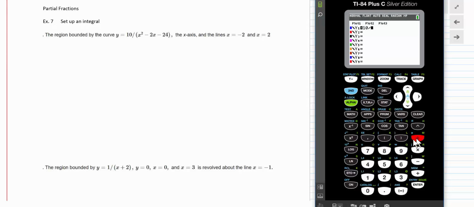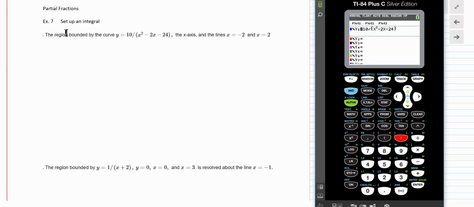One thing that you want to be super careful about is be sure that that denominator is in parentheses. So I'm going to have x squared. I'm not even going to bother factoring it because I'm not going to work the integral out anyway. I'm just going to set it up. Okay, so I want to get that put together, and we're going to find the region.